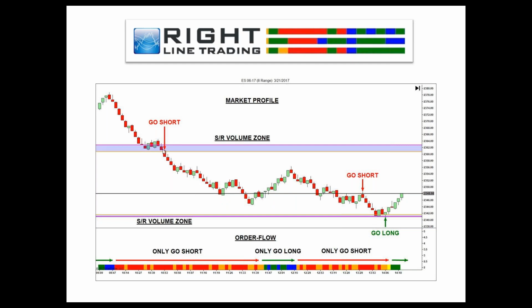This is off support. I'm sorry, this is a break of resistance or break of support. Here's a move off of support. And then through here, you have to wait for price to come back up to resistance and then take a short and then wait for order flow to change so you can take a long.